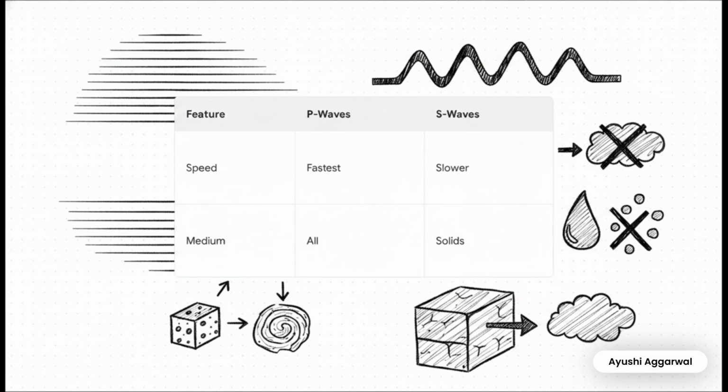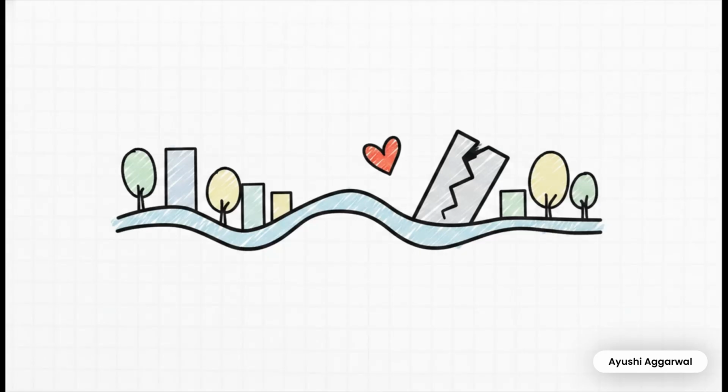But here is the ultimate exam trick. The letter S in S waves stands for solid medium only. They literally cannot pass through liquid or gas. Finally, we have our third type, L waves. These are surface or long waves, discovered by a scientist named H.D. Love, which is exactly why they are affectionately called love waves.